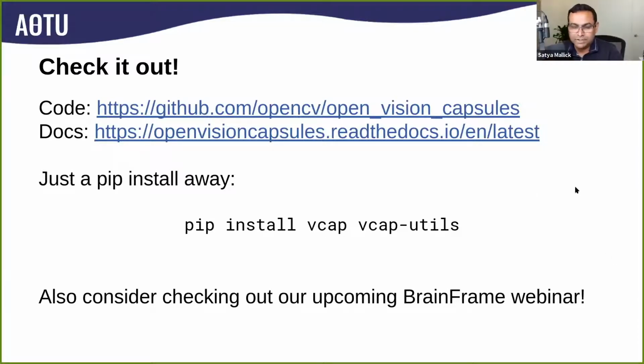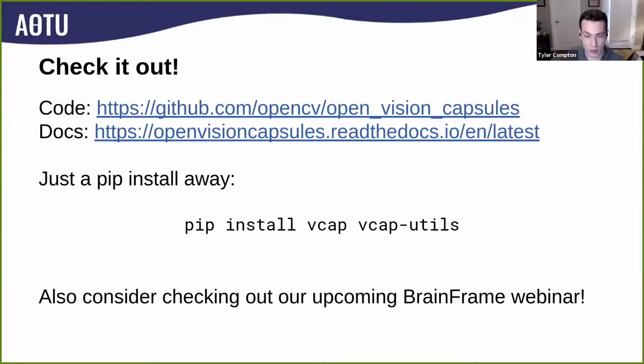So I have a question. Now, suppose people pip install Vision Capsule. What do they exactly get with that piece of code? What you showed us was Brainframe, right? But with Open Vision Capsule alone, without Brainframe, what can people do with the piece of code?